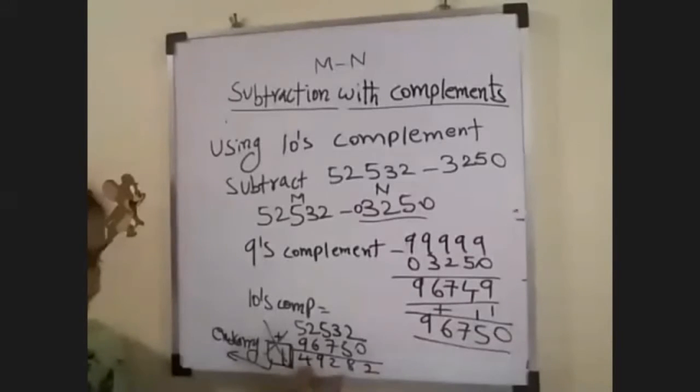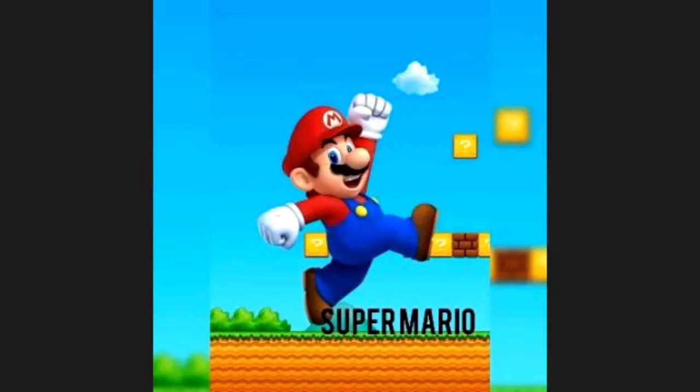And the remaining values are left. That will be the result. What is the result? 49282. Is it clear? 49282 is the result.